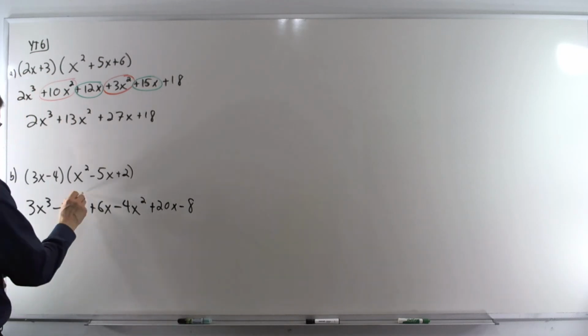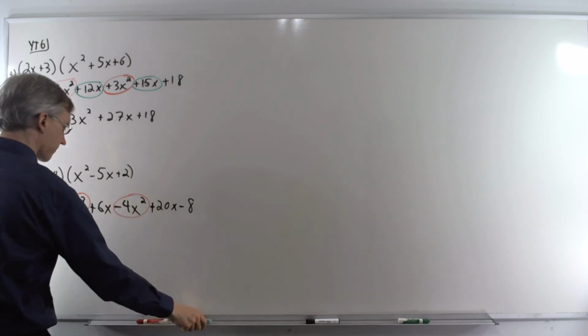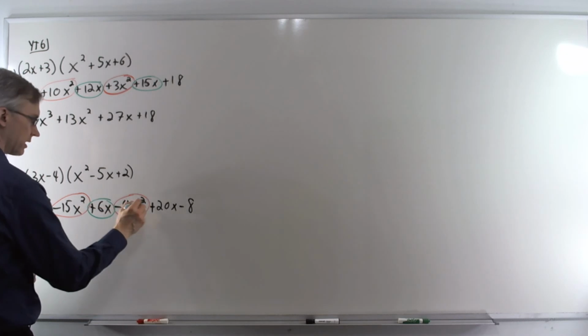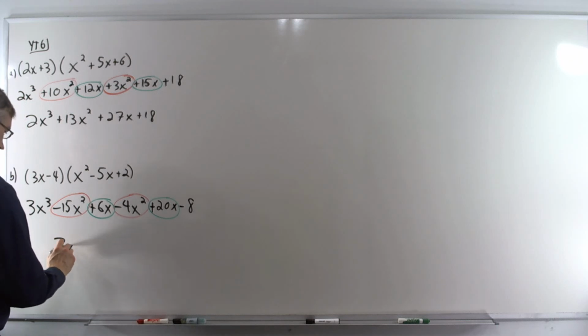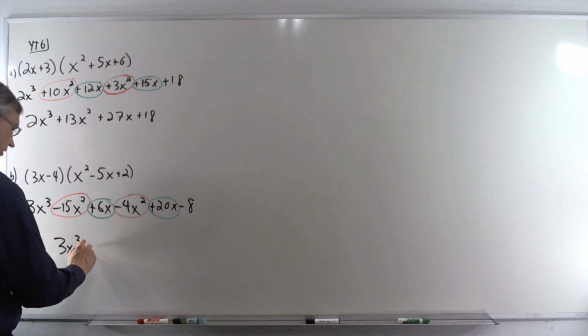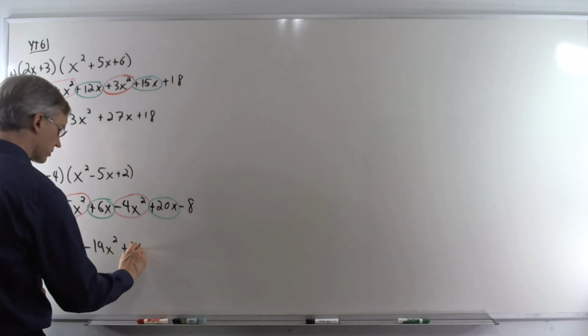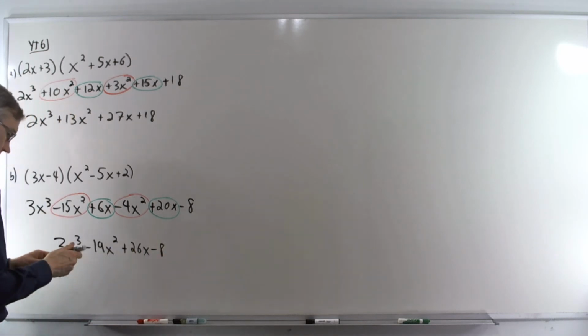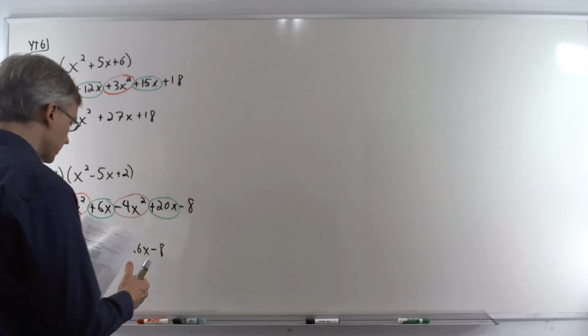All right, like terms. We got negative 15x squared and negative 4x squared. Then we got 6x and 20x. Simplify gives us 3x to the third. We'll combine these two, negative 19x squared. Combine these two, plus 26x minus 8. All right, now we got part C and D.